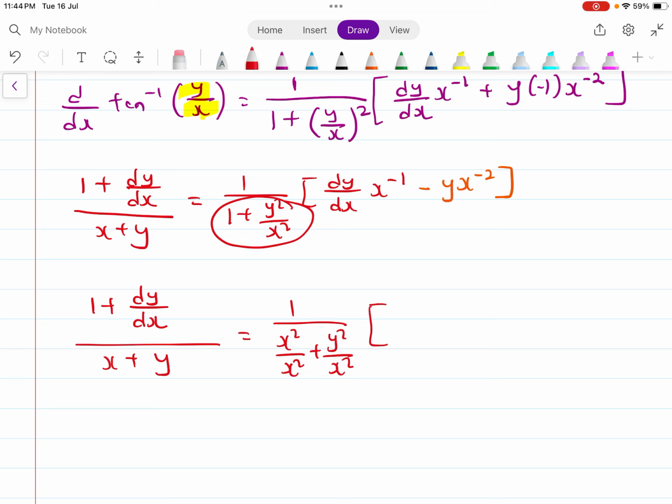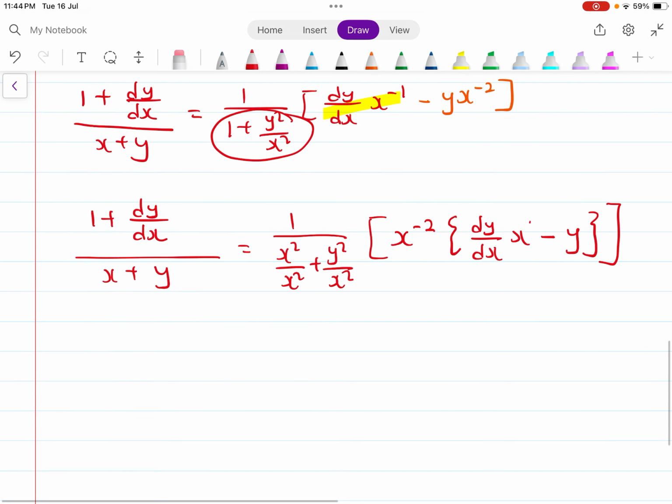Okay, this maybe I can factorize out. Should I factorize out? Okay, maybe I factorize out x negative 2. So I factorize out x negative 2, right? So what is left for the very first term will be dy dx x to the power of 1. I just put x, minus y, and put a square bracket.